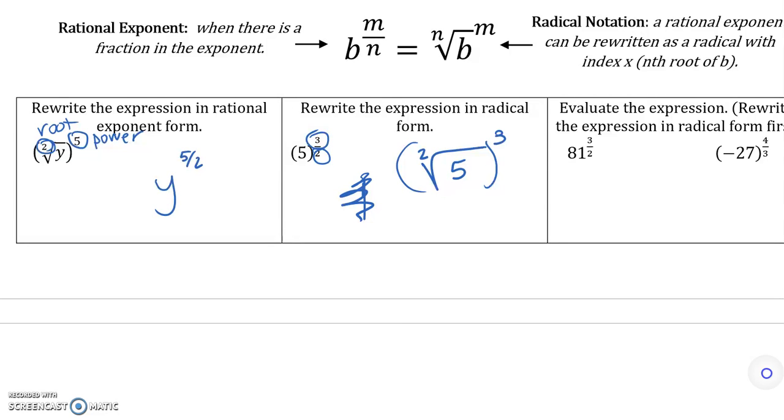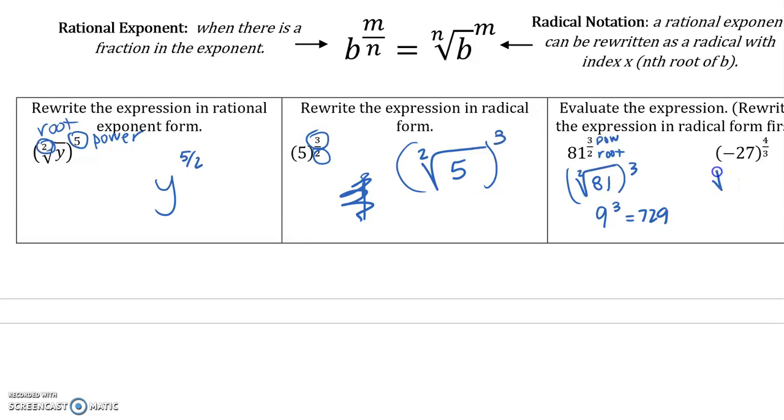For this next one, it wants me to actually physically evaluate. So my 3 is my power and my 2 is my root. So this is the square root of 81 to the third. You could do this two ways. You could take 81 and raise it to the third power, or the easier thing to do is to square root 81, which is 9, and then take 9 to the third power. And your calculator can evaluate that at 729.